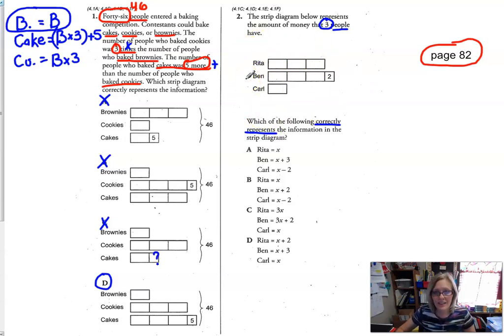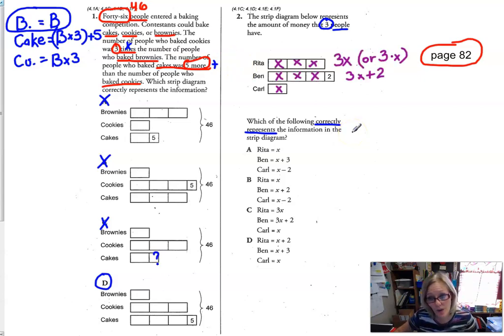So pause the video, figure out which one of these is going to work, which one's the correct one, and then come right back and turn the video back on and see if you got it correct. Okay, so pause now. All right, did you make your choice?